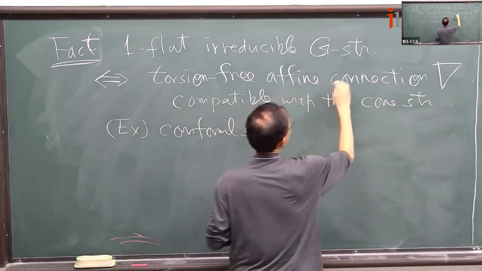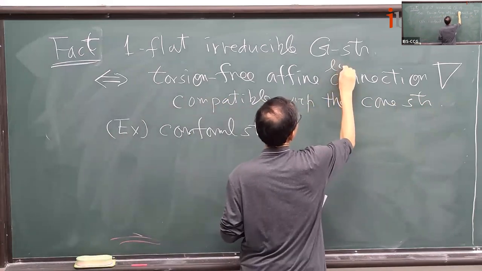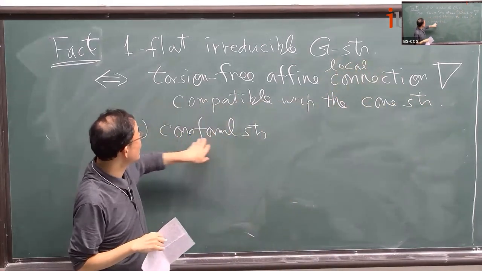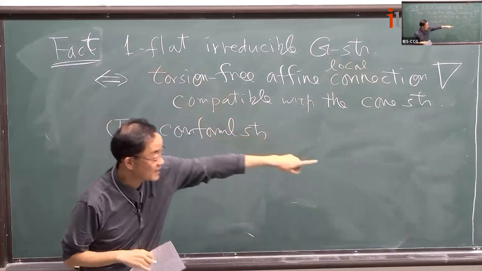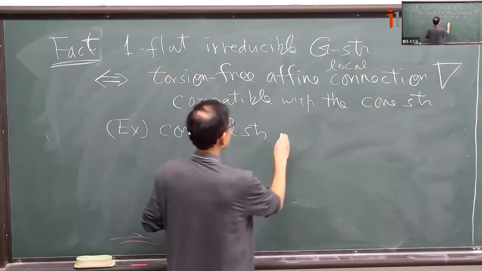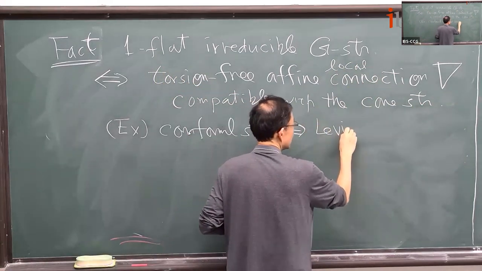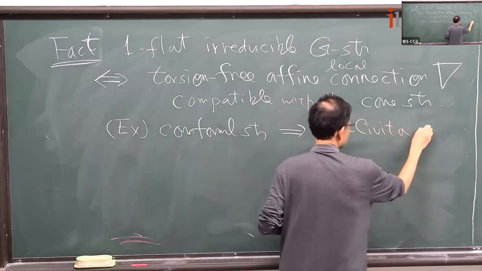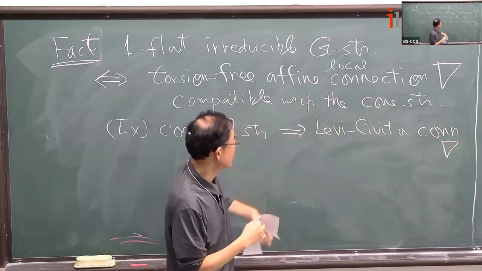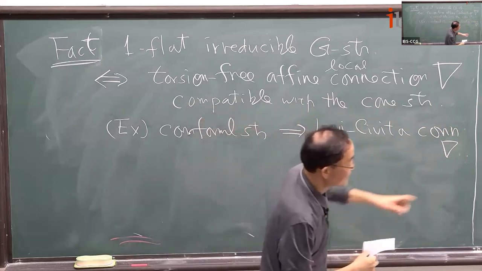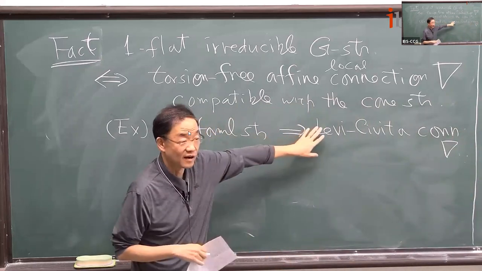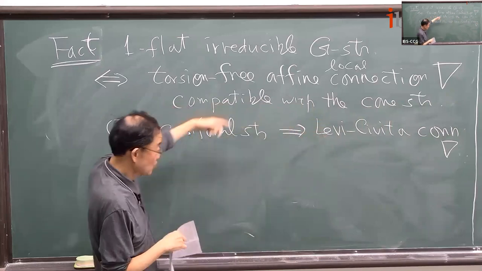So an affine connection, a local affine connection; it exists locally. A conformal structure is always one-flat. So for a conformal structure, we have a torsion-free affine connection, and this is the Levi-Civita connection. That is the correspondence. Any conformal structure is one-flat, so any conformal structure has a natural Levi-Civita connection, a torsion-free connection.